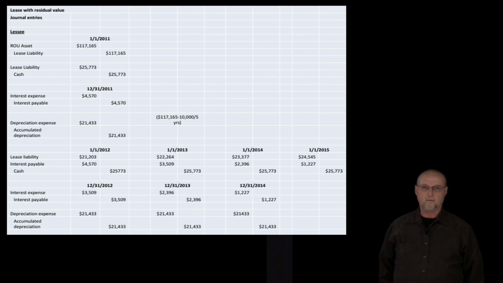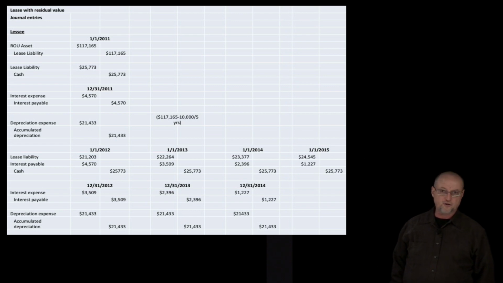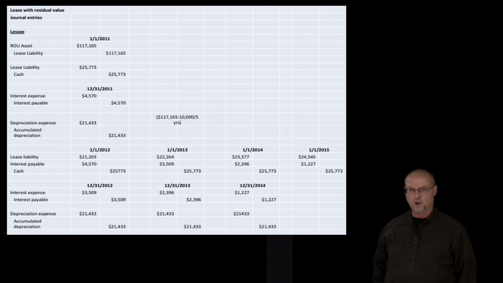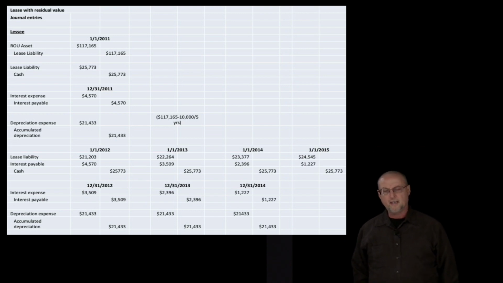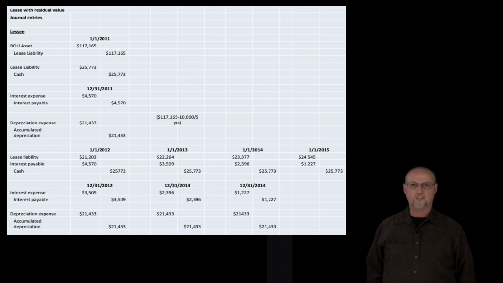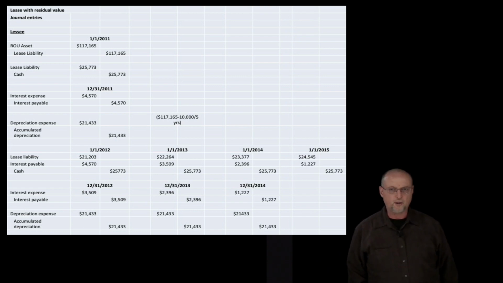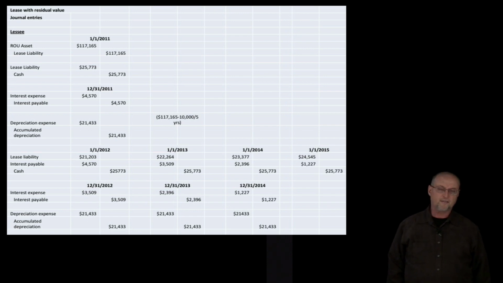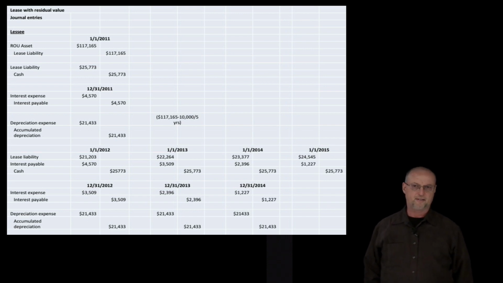Okay, so now that we've covered the lease with the residual value from both the lessee's and the lessor's standpoint, here are the journal entries for both lessee and lessor. I'm going to let you review these on your own before we talk about the next topic, which will be when the lease has a bargain purchase option, which allows the lessee to purchase the asset for an amount considerably less than what the residual value would be, making it certain that the lessee is going to take advantage of that.